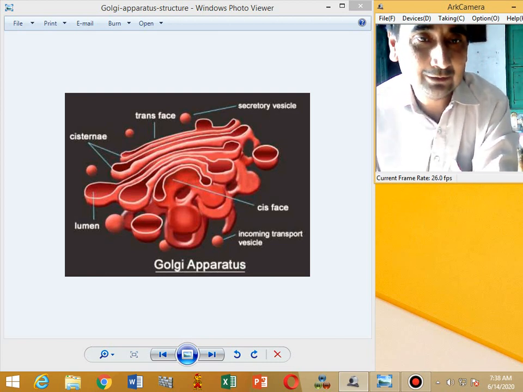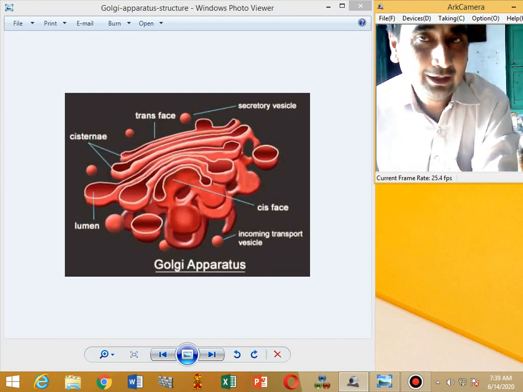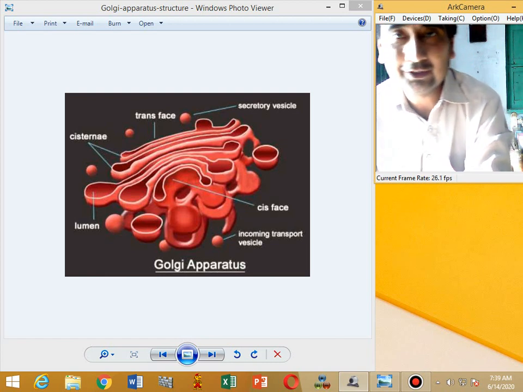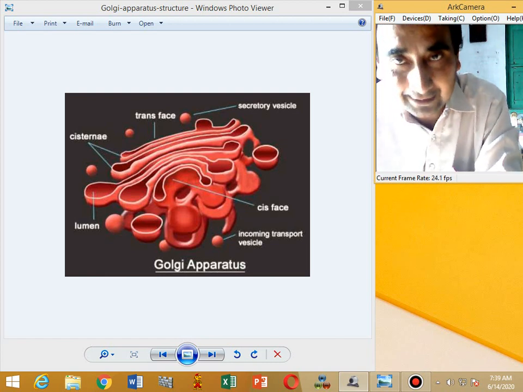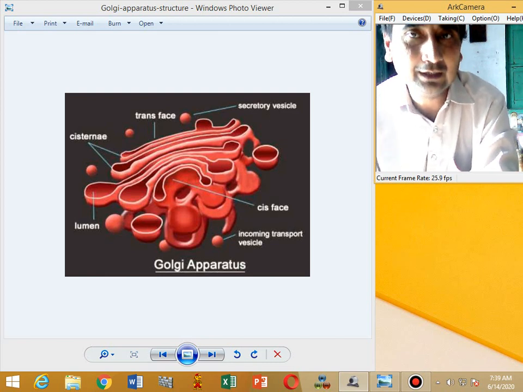So first of all, discovery. The Golgi apparatus was discovered by Golgi in 1898. This is its structure. These are stacks of flattened membrane-bounded sacs. These stacks of flattened membrane-bounded sacs are called cisternae.